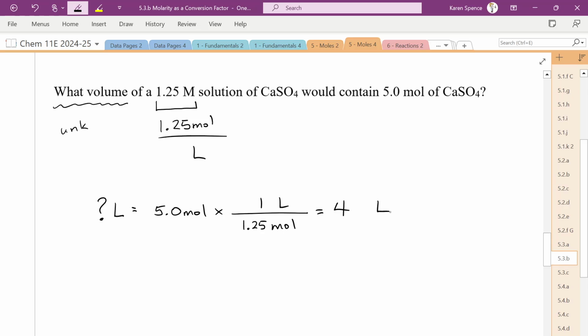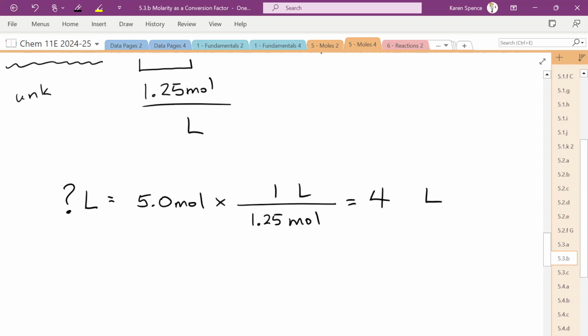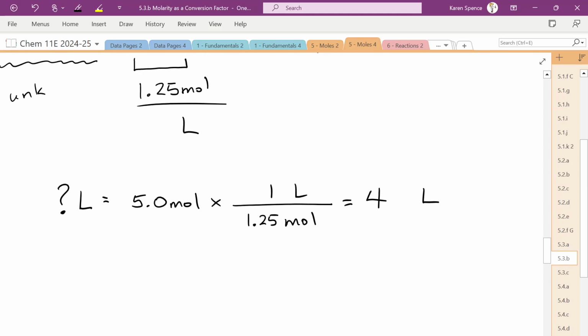Do you like my answer? No. What's wrong with my answer? We need to have 2 sig figs. Yes? Cool.